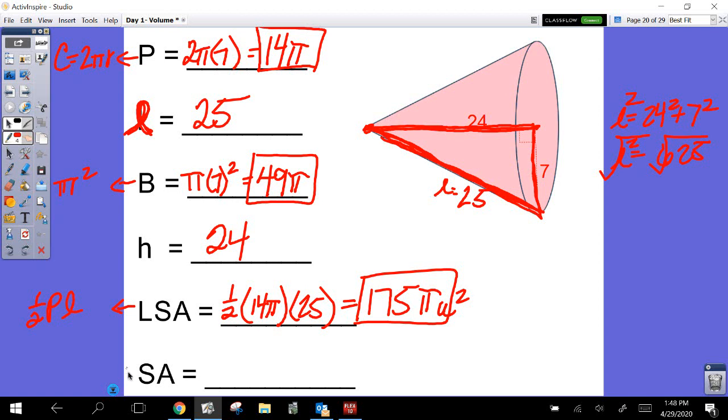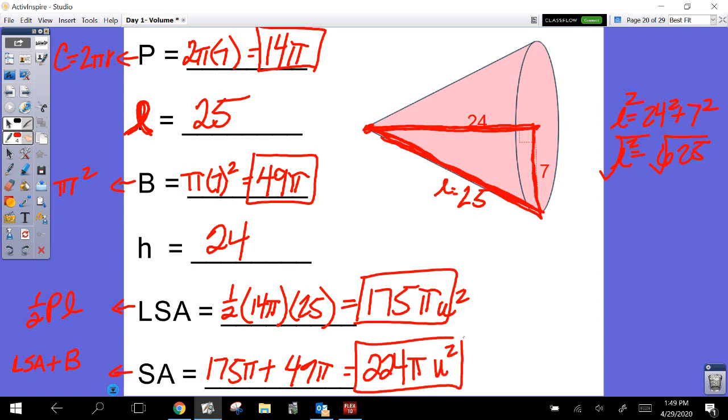All right, for total surface area, we are going to do lateral surface area plus one base, because there's only one base. So 175 pi plus the area of that one base we said was 49 pi. Since they both have pi's, I can just add them together. 175 plus 49 is 224 pi units squared because it's still area. You don't have to put the U squared, I'm just adding it in.